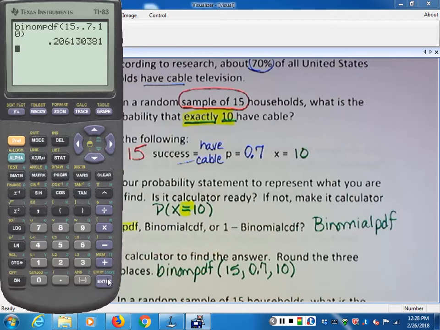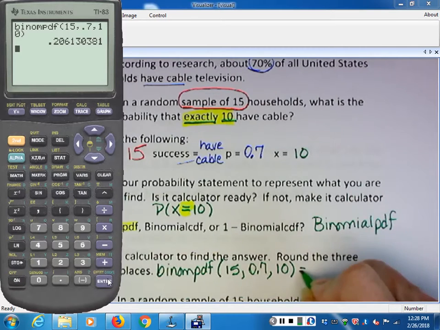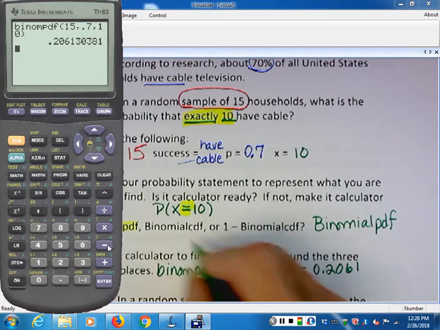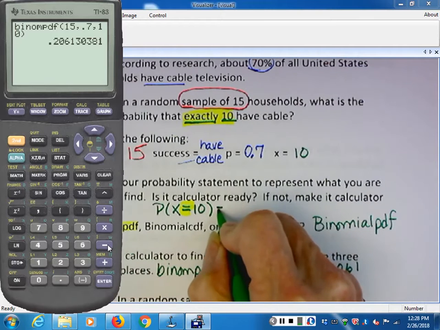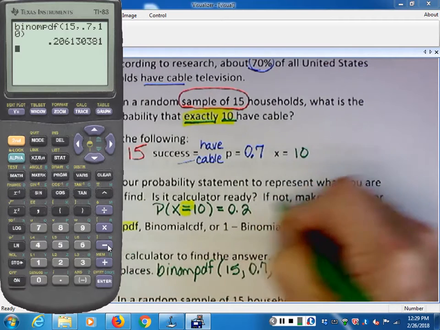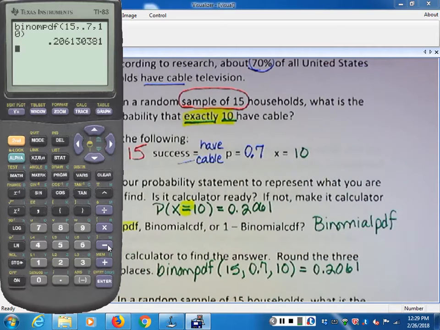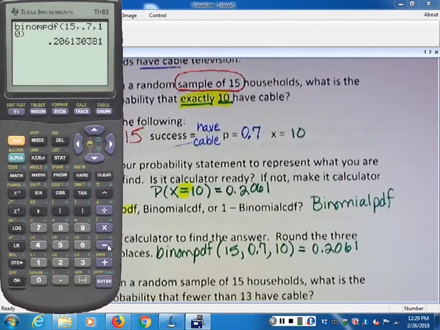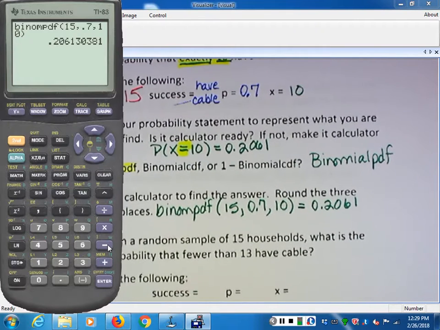We don't have to have all those decimal places. Usually we'll round to 3 or 4 decimal places. So 0.261. And if you write that properly as a probability, then it's going to be the probability x equals 10 is 0.2061. Well, if my math lab says round to 3 decimal places, round like it says to.